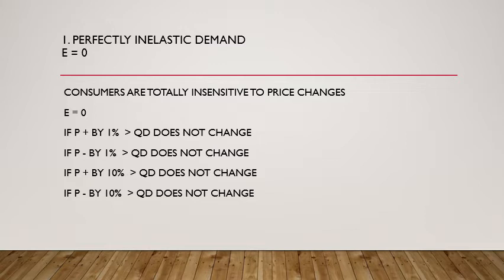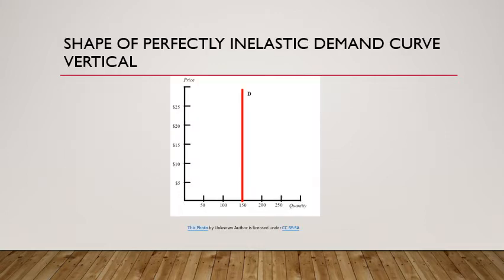If price goes up by 10%, what happens? Consumers do not change their behavior. Quantity demanded does not change. If price goes down by 10%, what happens to quantity demanded? Again, it does not change. What kind of a product is this, you think? Now we come to the shape of the perfectly inelastic demand curve.